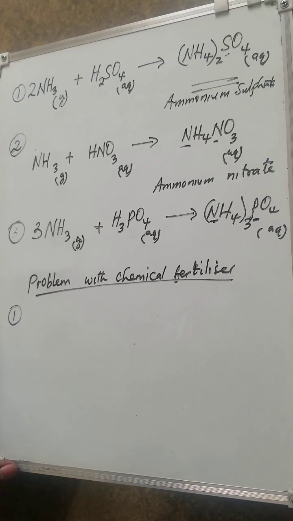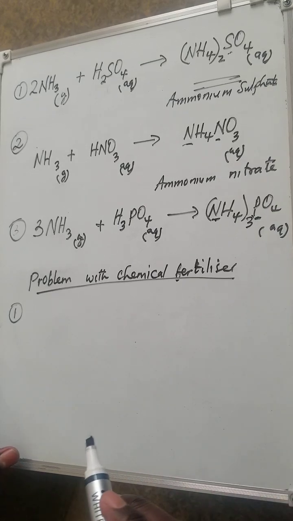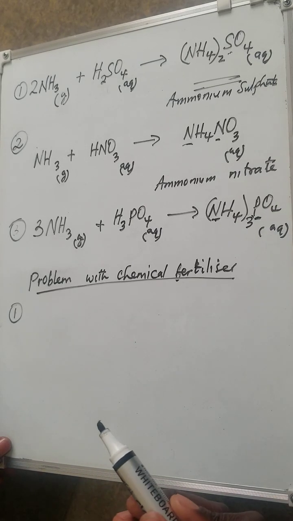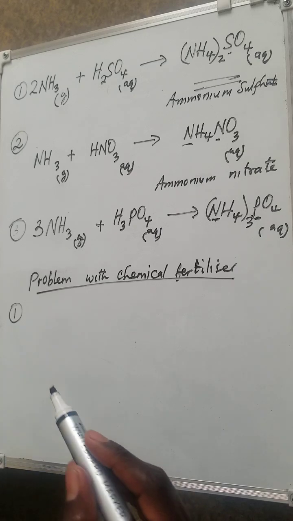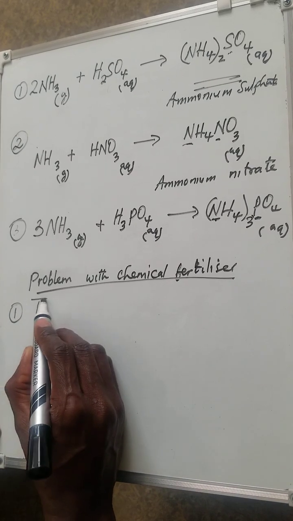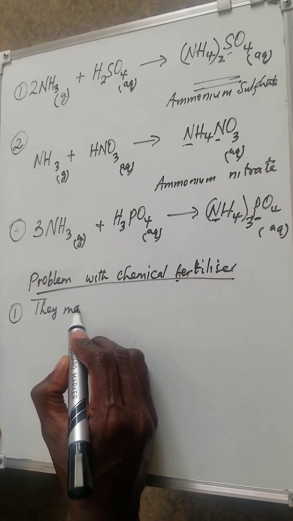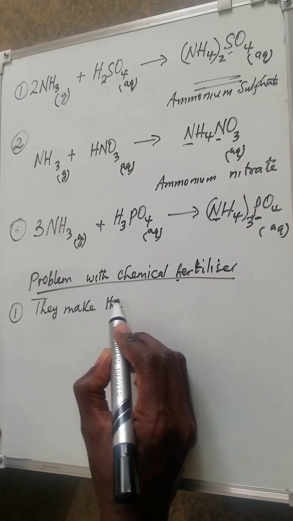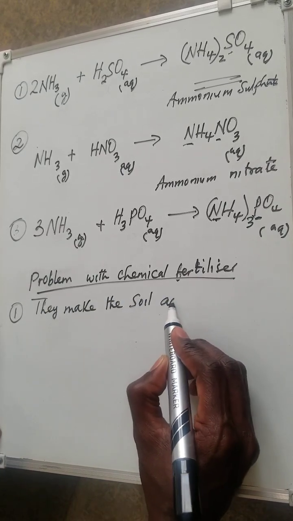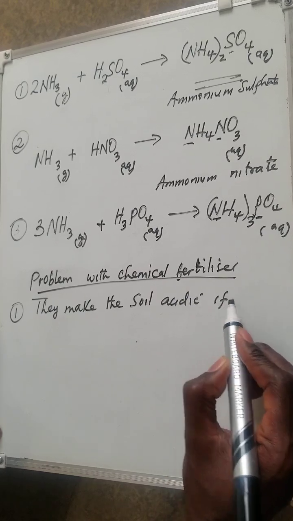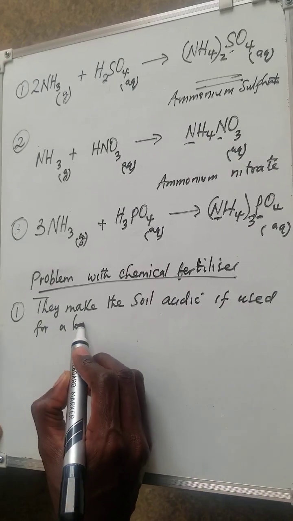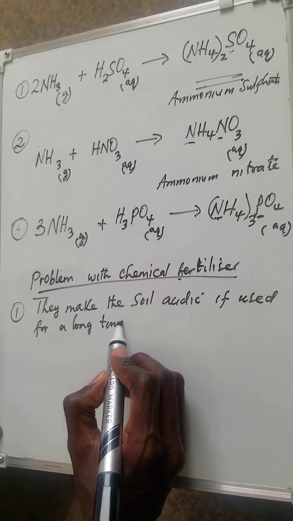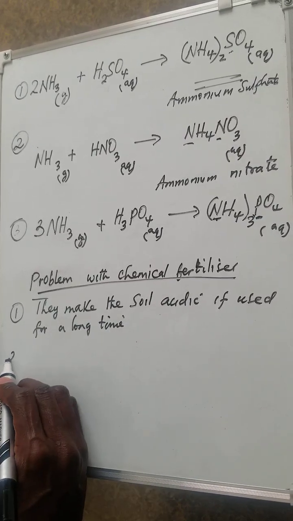Now one of the problems associated with chemical fertilizer is that it tends to make the soil acidic if used for a longer period of time. So they will make the soil acidic if they are used for a long time.